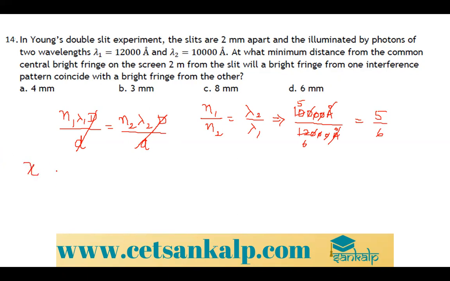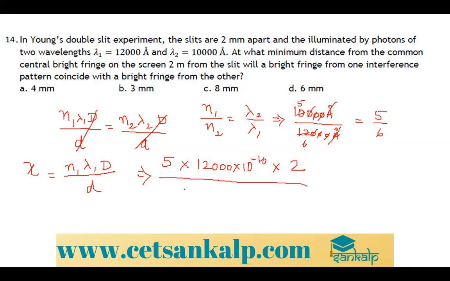So x be the given distance. It is given by N1 lambda 1 D divided by d. So I have to take the least one, that's why I've taken it as N1 only. So 5 into 12,000 into 10 to the power minus 10 into the capital letter D, which is 2, whole divided by 2 into 10 to the power minus 3.